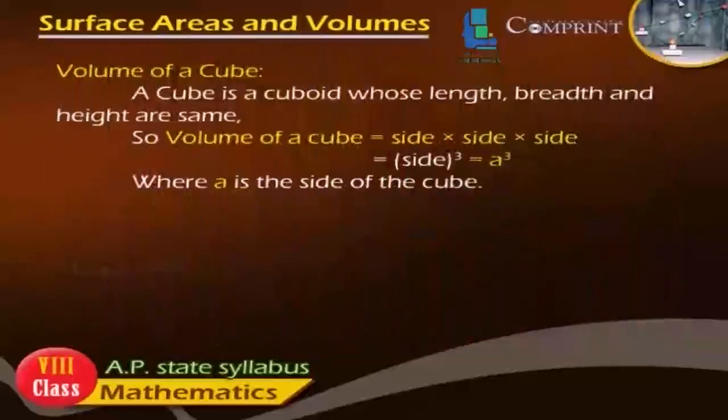Volume of a cube. A cube is a cuboid whose length, breadth and height are the same. So, the volume of a cube is equal to side into side into side, equal to side cube, which is a cube, where a is the side of the cube.